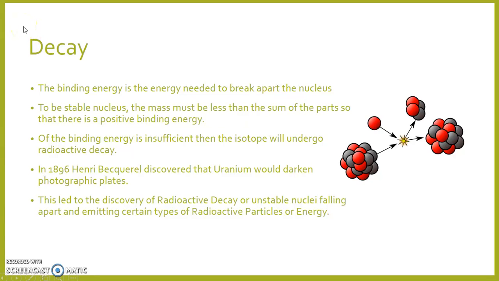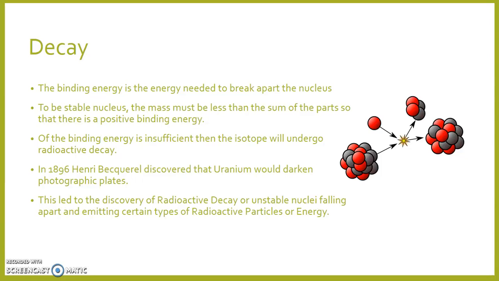Now we're moving on to the topic of decay. The binding energy is the energy needed to break apart the nucleus. To be a stable nucleus, the mass must be less than the sum of the parts so that there is positive binding energy. If the binding energy is insufficient, then the isotope will undergo something called radioactive decay. And in 1896, Henri Becquerel discovered that uranium would darken photographic plates.